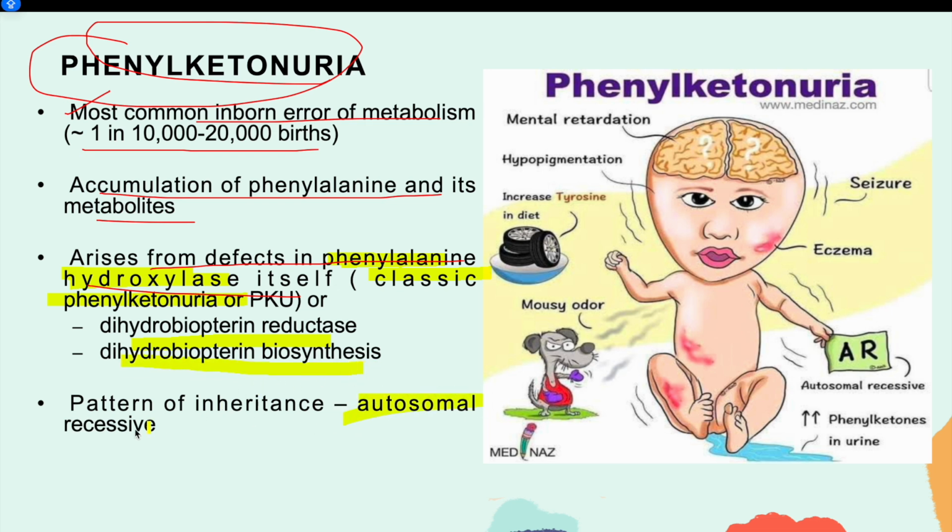It is an autosomal recessive inheritance. The main symptoms can be mental retardation, hypopigmentation, mousy odor of urine, seizures, and eczema on the skin, and in urine there is an increase in phenylketones.